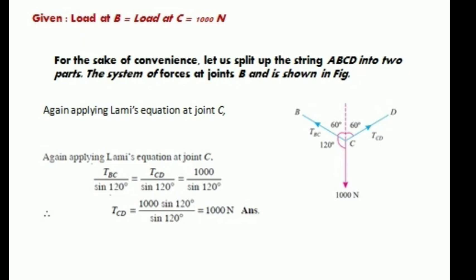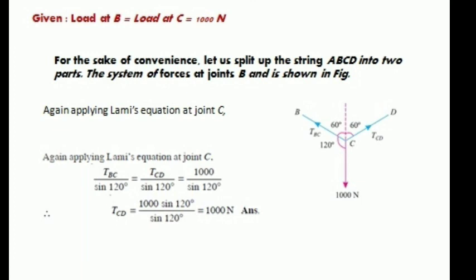Here we can see that we have already found all the angles between BC and the 1000 kN load downwards, and CD and the 1000 kN load downwards. After that, applying Lami's theorem at point C, TBC by the opposite angle between the two forces, which we can see is sine 120. Then tension CD, with the opposite angle also equal to 120, by 1000 kilonewtons, and the opposite angle between BC and CD is 60 plus 60, equal to 120. That means 120.